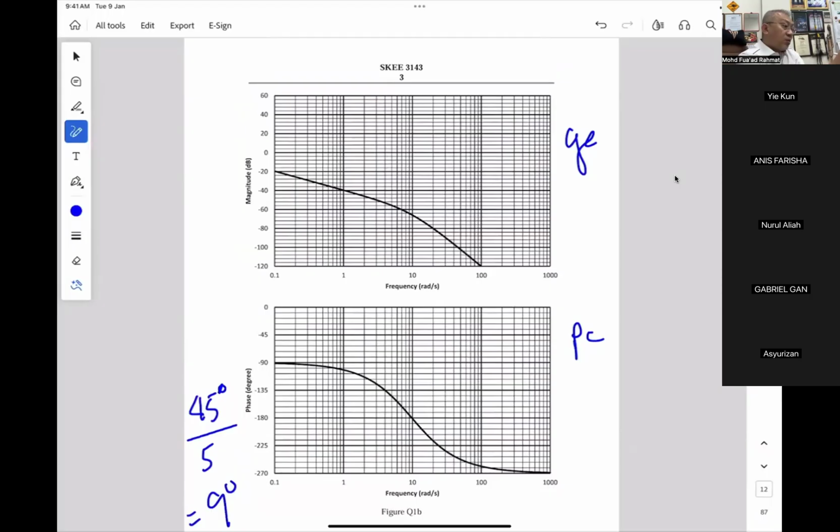Here, between 60 and 40 is 20 decibel. So divide by how many segments there? Nurul Alia? 5. So it's equal to 4 decibel.